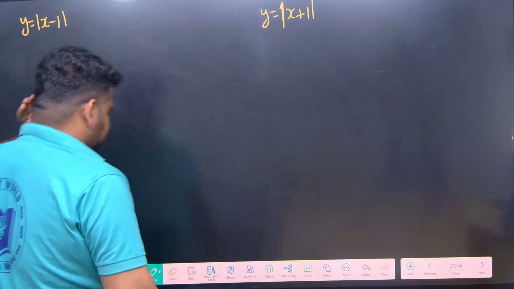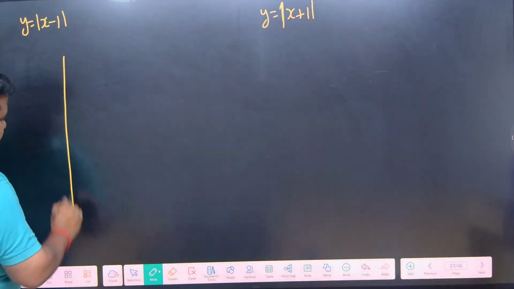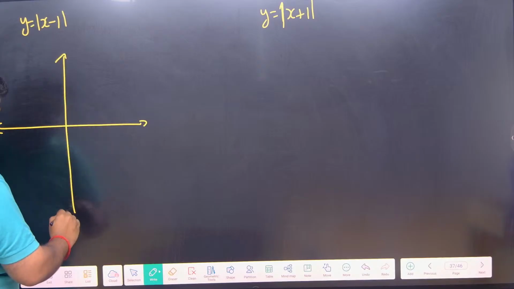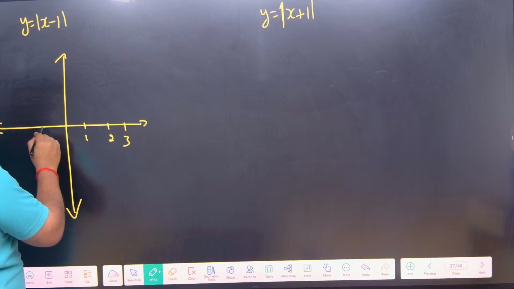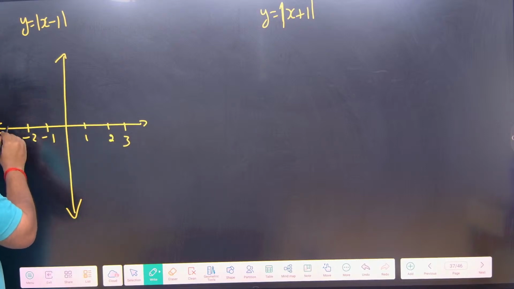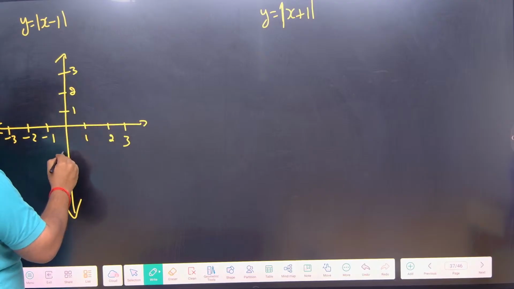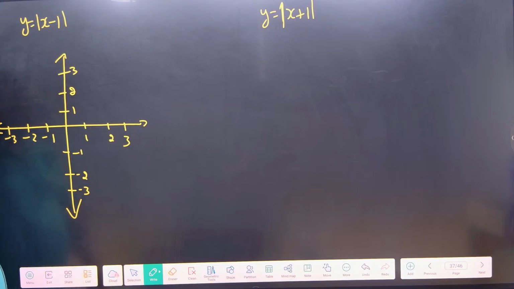So how to do this? Observe carefully. It is very simple. We are having a coordinate axis. Let this be 1, 2, 3, and minus 1, minus 2, minus 3. Now first let me draw the graph of y is equal to mod x, so that you will have clarity. Y is equal to mod x means what?